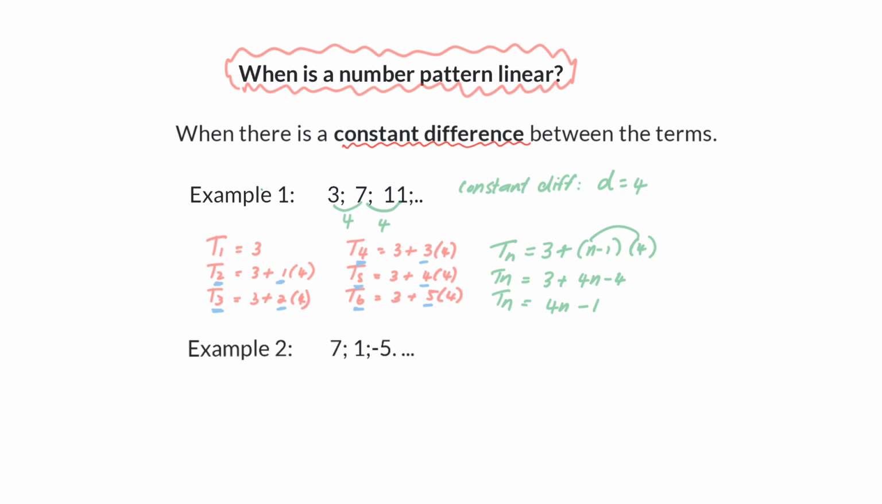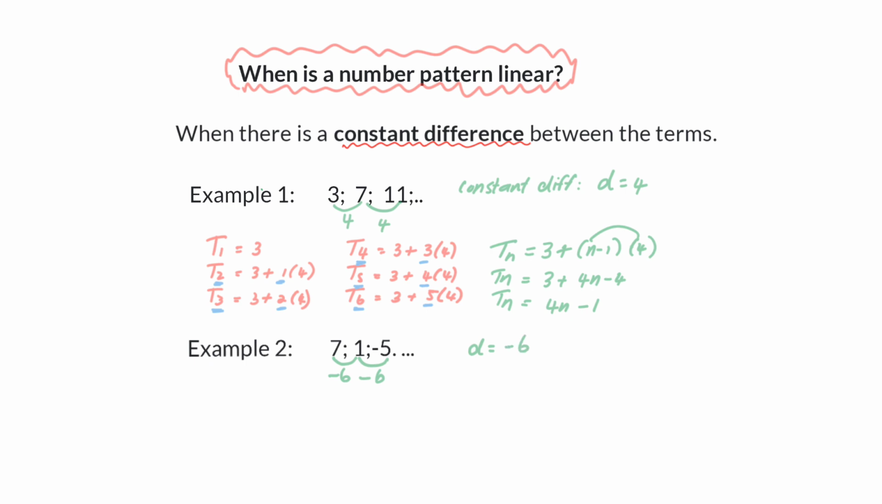Okay, so let's look at example 2. What is negative 5 minus 1? It's negative 6. What is 1 minus 7? It's also negative 6. So in this case, D, the common difference, is negative 6.